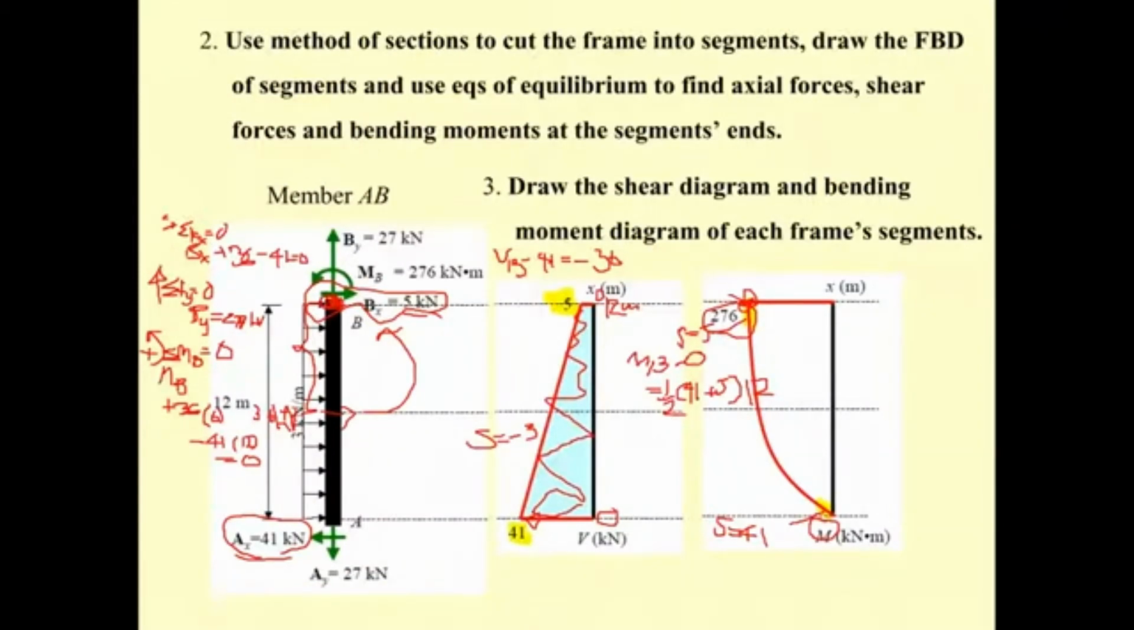And then finally you got the M. This M is counterclockwise, so it's negative. So it takes from positive here and goes down to here.